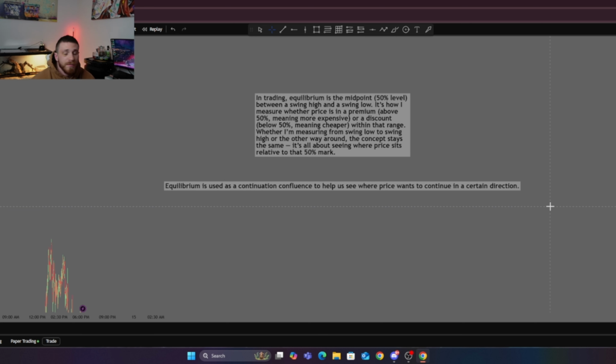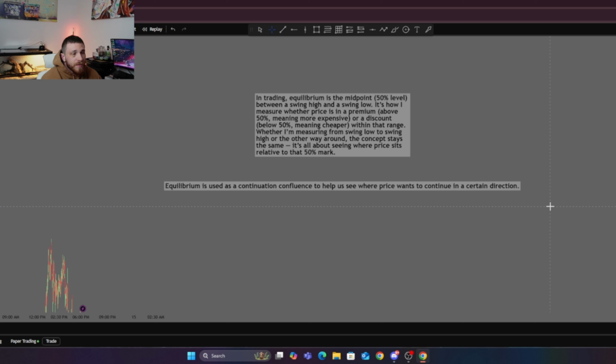The definition of equilibrium, and again, I wrote this out for you guys and just copy and pasted it, so you don't have to see me type and spell everything wrong, because I'm not the best at typing. But in trading, equilibrium is the midpoint, so the 50% level between a swing high and a swing low. It's how I measure whether price is at a premium above the 50% level, meaning more expensive, so that's if we're in an uptrend, or at a discount below the 50%, meaning cheaper within that range.